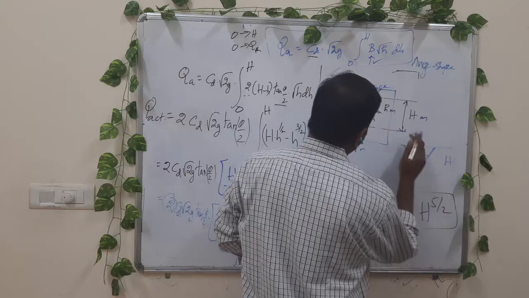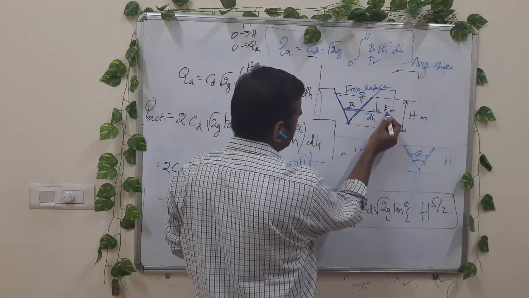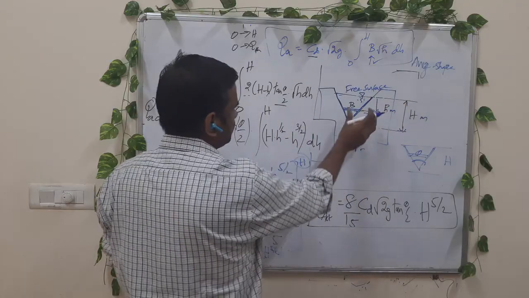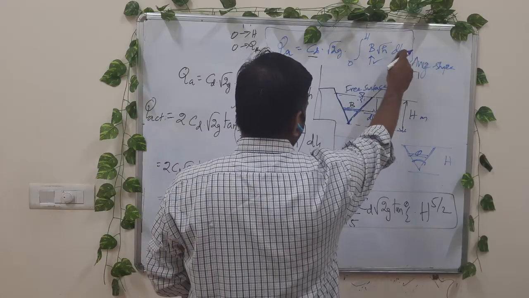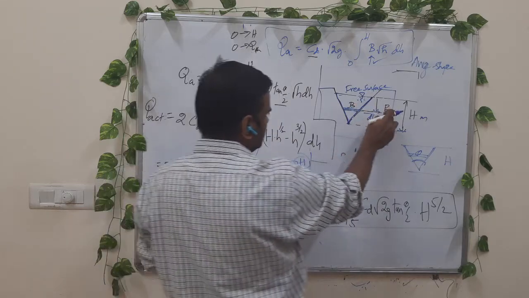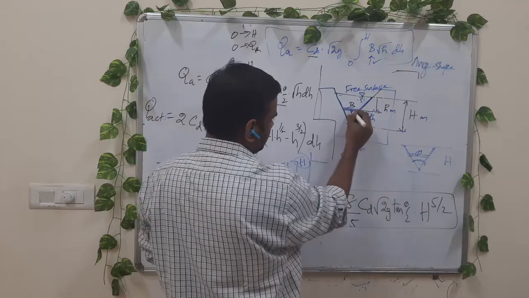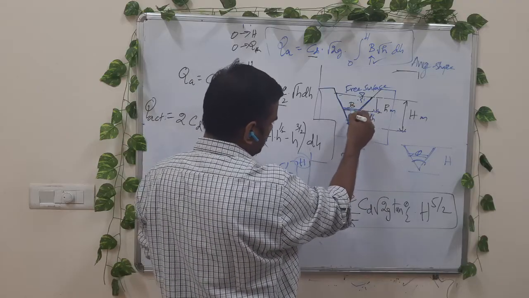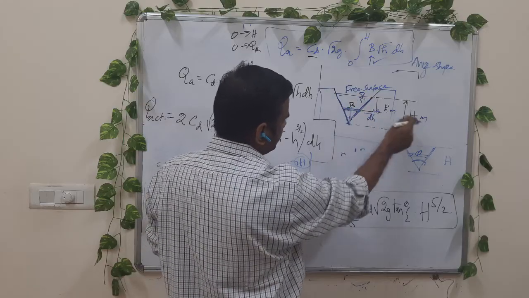We consider a small fluid element of thickness dh at a distance of h meters from the free surface. Total height is h meters. So now here we get the same expression, 0 to h, b into root of h into dh. Now we have to express b as a function of h. For that we use the definition of tan theta by 2. So we consider only half of this element. So tan theta by 2 is equal to opposite side by adjacent side. Opposite side is b by 2. Adjacent side is h minus h.